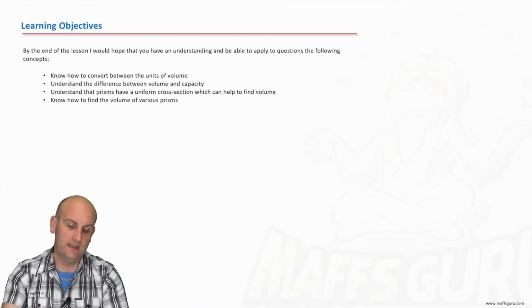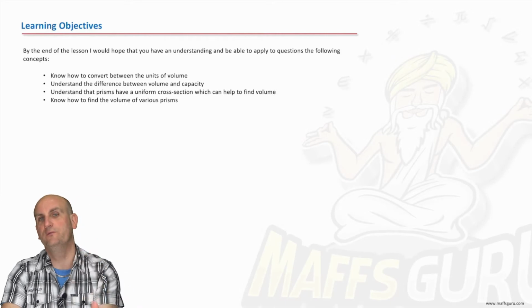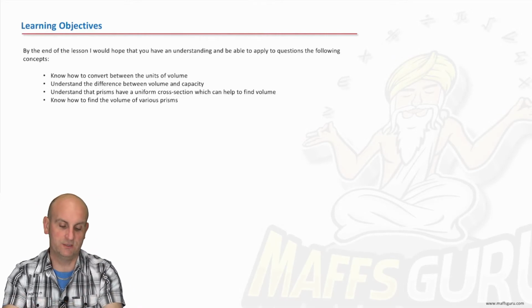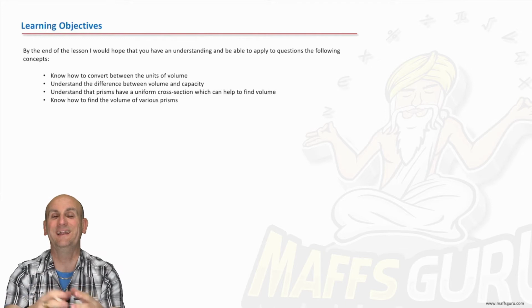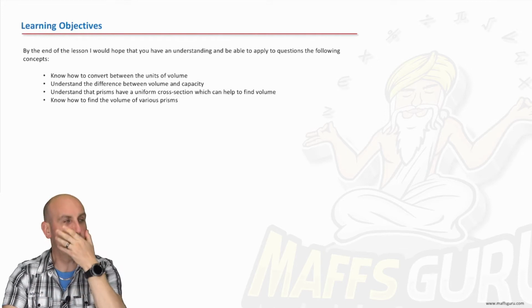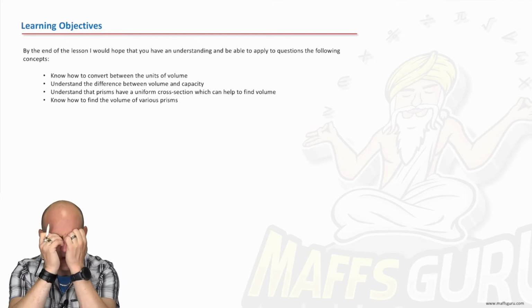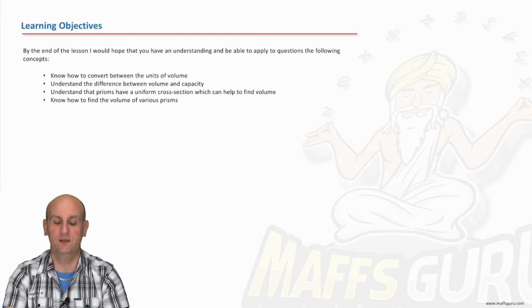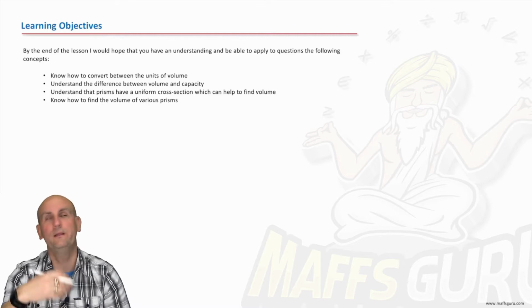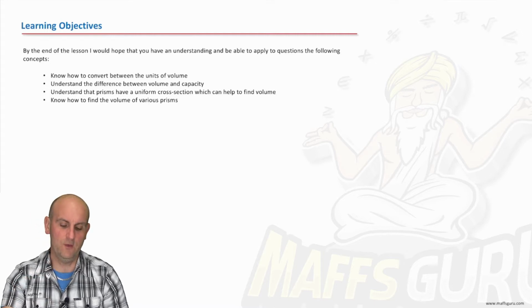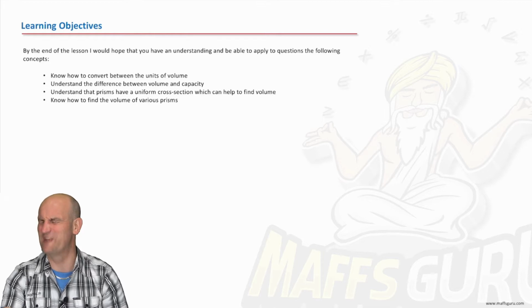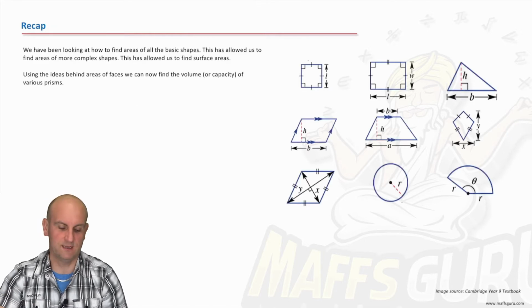All right, what are we going to do today? Well, knowing how to convert between units of volume is really, really important. Understand the difference between volume and capacity. Is there a difference? Coming up. Understand that prisms have a uniform cross-section. Have you noticed how maths is so annoying? Because it's got so many stupid words in it, like cross-section. The only thing I'm cross about is the stupid language we use, but anyway. But we use it for defining the volume and know how to find the volume of various prisms. What is a prism? I'll come back to that later.